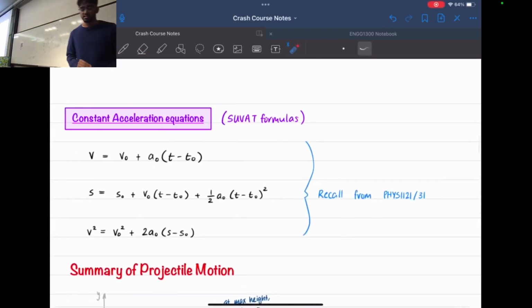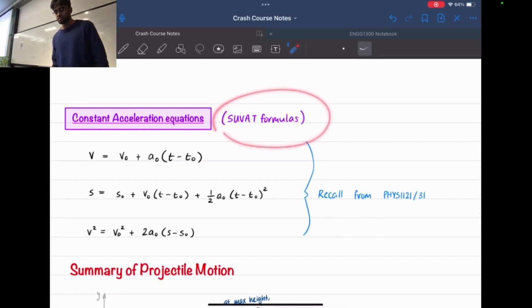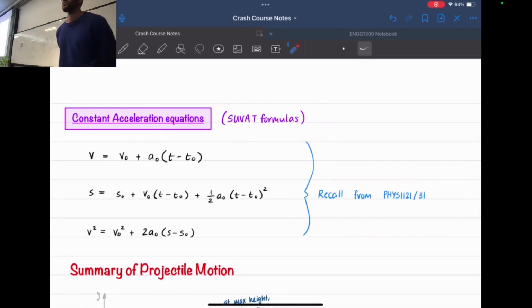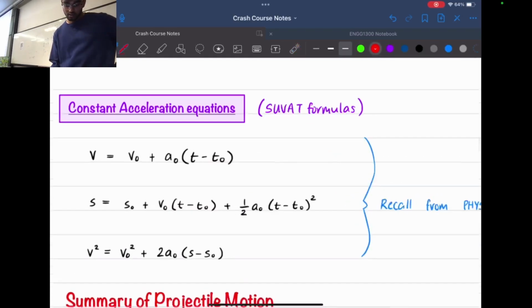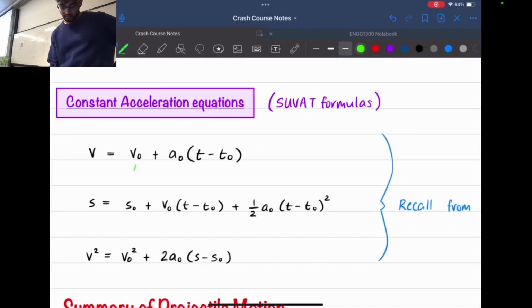Constant acceleration equations. These are called the SUVAT formulas, and you guys probably did this from Phys 1A or higher Phys 1A. So velocity is equal to initial velocity plus acceleration multiplied by the change in time.